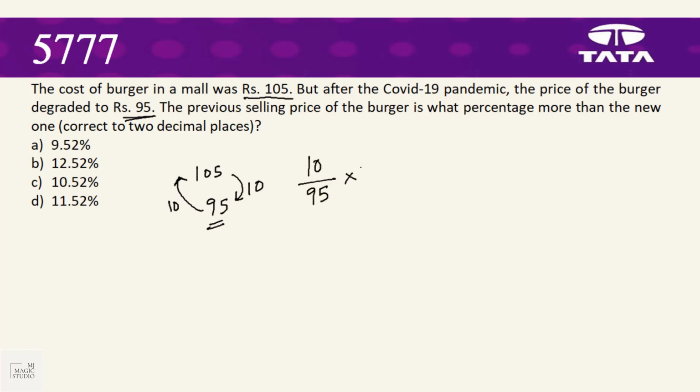10 by 95 into 100 is what we are looking for. 1 by 95 is 1.05%. So it will be 10.5%. Option C is the pick.